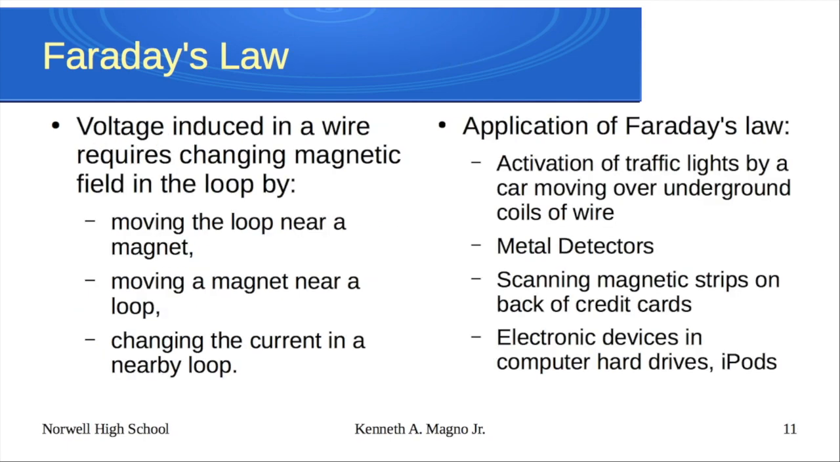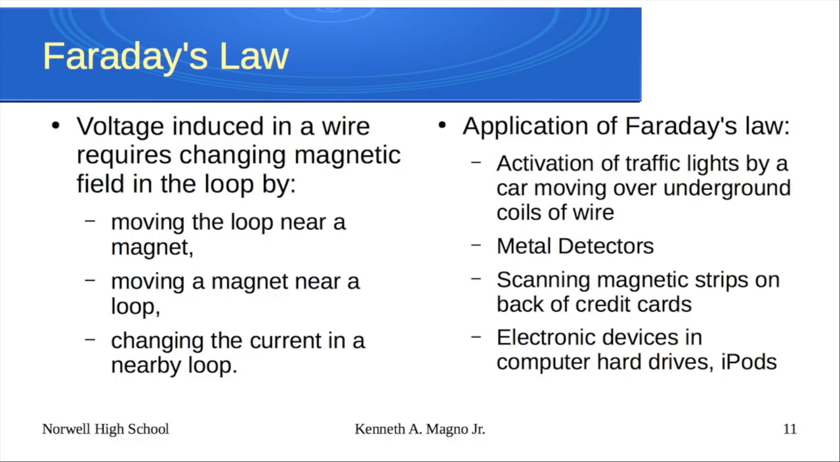Voltages that are induced in the wire require a change in magnetic field by the loop. It means I can either move the loop near the magnet, move a magnet near the loop, or change the current in a nearby loop. That's another way to do it. So I could have two loops instead of having an actual magnet. So imagine having one loop and then a charged loop.